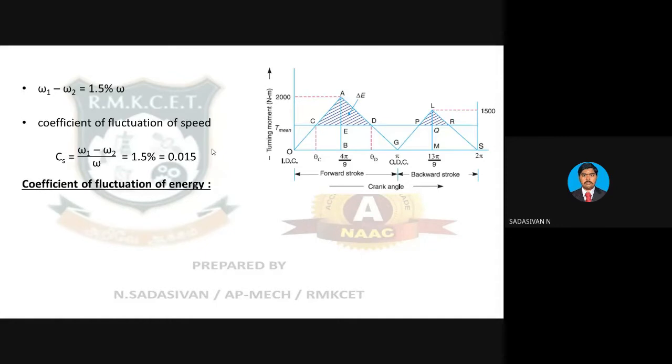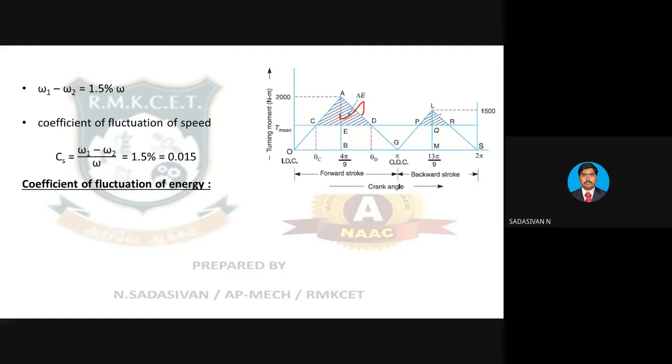So the coefficient of fluctuation of energy I have to find out first. Then, using that, I can find out the mass of the flywheel. Delta E I am going to find out first, as I told you earlier. Above the mean torque line, the largest area is delta E. If you have multiple areas, you should not add them. That is not delta E. Many fluctuations are occurring in every cycle. The largest fluctuation is called delta E. It is not the summation. So definitely this is your delta E.